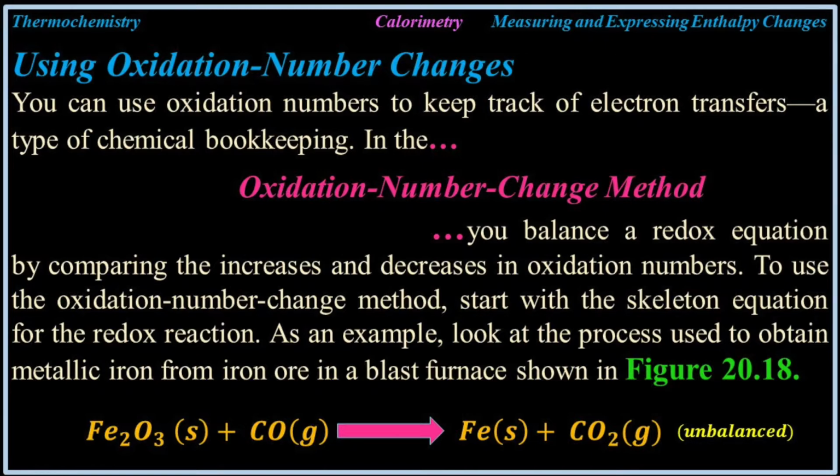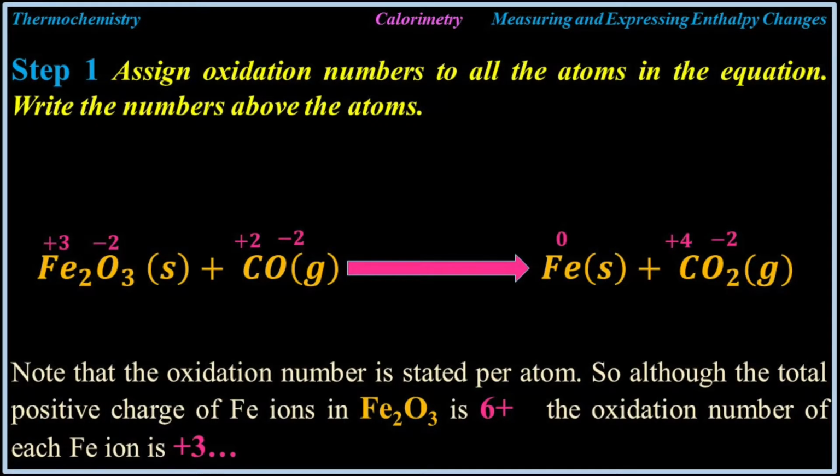That's unbalanced. So step 1, assign oxidation numbers to all the atoms in the equation. Write the numbers above the atoms. So I've done that. Let's look at this a little bit more closely. Let's see if we can spot the reduction and oxidation. The iron goes from +3 to 0, that's the reduction. And the carbon goes from +2 to +4, that's oxidized.